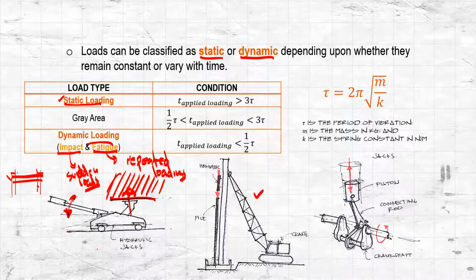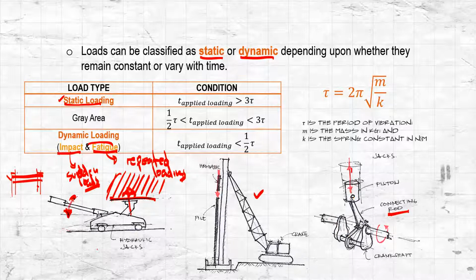Okay, so for fatigue loadings, we have described that it's a repeated loading. An example of that repeated loading is the connecting rod of the engine. Right here is a picture of an engine, and this is the piston, this is the connecting rod, and right here is the crankshaft.